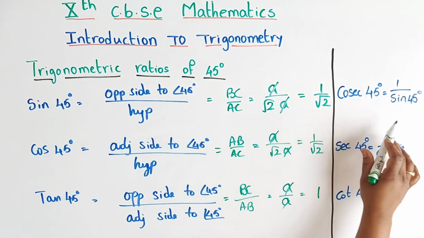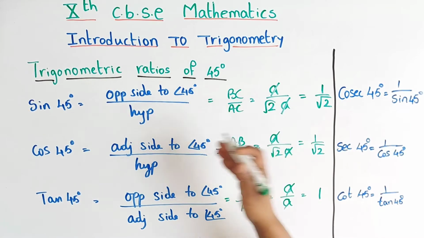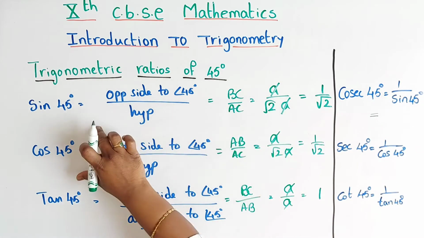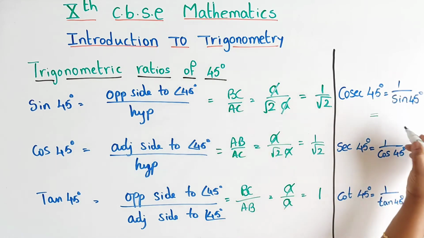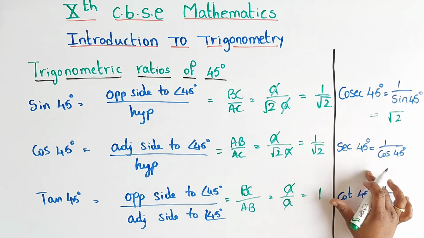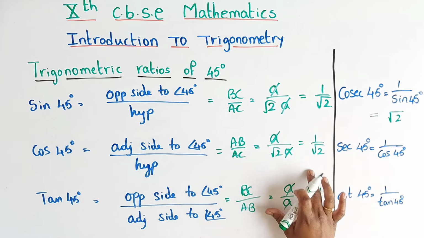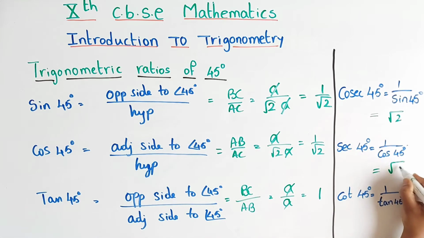Cosecant 45 equal to 1 by sin 45. We know this is the reciprocal of sin theta, right? So that is 1 by sin 45. Already we have sin 45, it is 1 by root 2. So the reciprocal is root 2. So cosec 45 is root 2 children. Now secant 45 also the same way. 1 by cos 45. Reciprocal of cos 45, that equals root 2. So secant 45 is also root 2. Now cot 45. Tan 45 how much? It is 1. Reciprocal of 1 is 1 again. Right? So these are the trigonometric ratios of 45 degrees children.